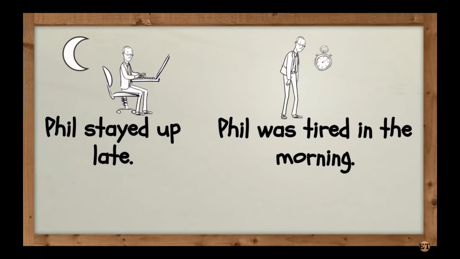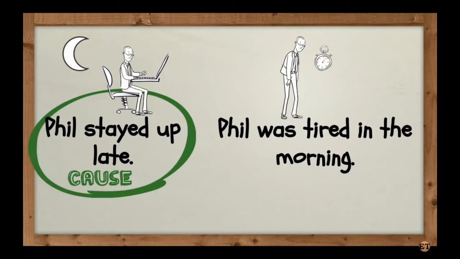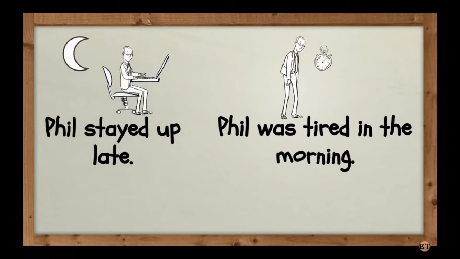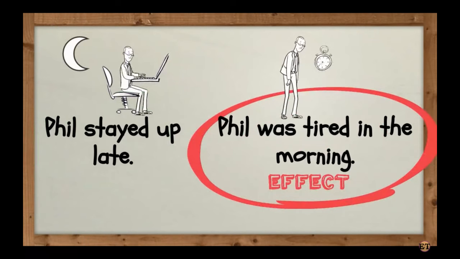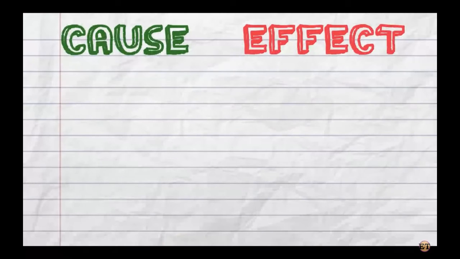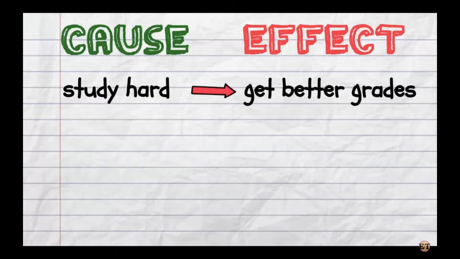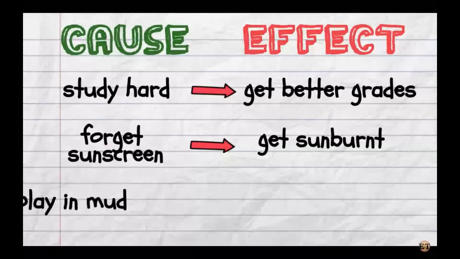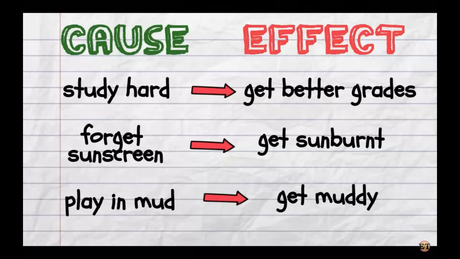Let's start by looking for the cause, which happens first and tells why. That's right, Phil staying up late. Which happens after the cause and tells us what happened? That's right, Phil was tired in the morning. This is the effect. Cause and effect relationships occur every day. For example, if you study hard, you'll get better grades. Forget to use sunscreen on a hot day, you'll get sunburnt. Play in the mud, get muddy.